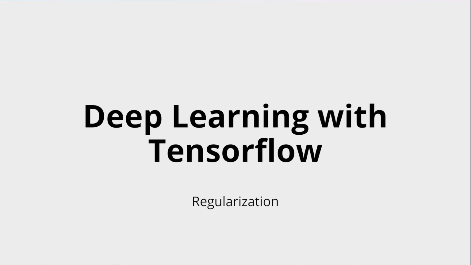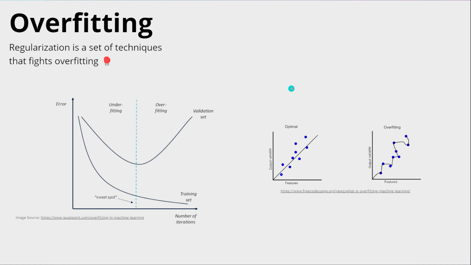Now I want to talk to you guys about regularization techniques, which are ways to fight overfitting. Overfitting, as you hopefully know by now, is when the model starts to do worse on the validation set, but better on the training set. In other words, it's when the model starts to memorize the training set instead of just generalizing on unseen data.